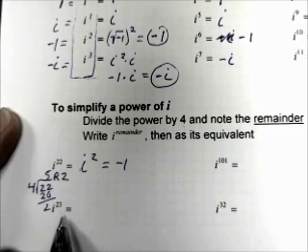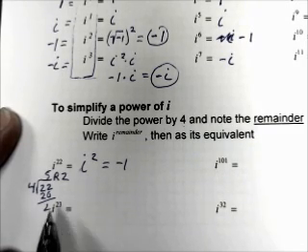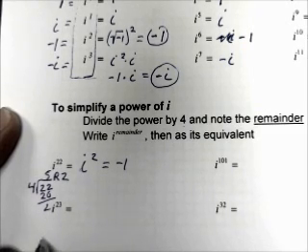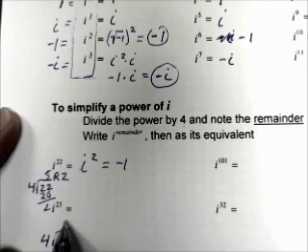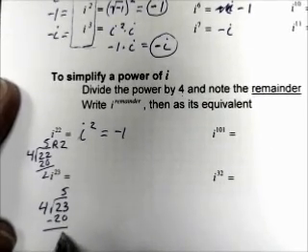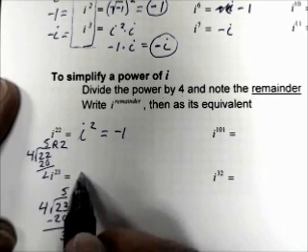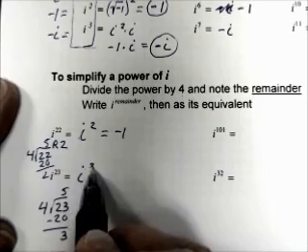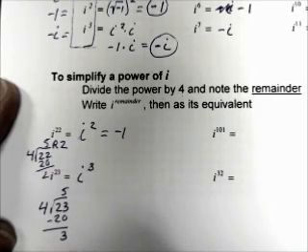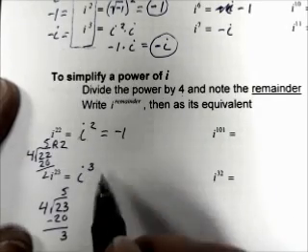i to the 23rd. Take that high power of i, 23, divide it by 4. 4 goes into 23 5 times, which is 20. Subtract. Our remainder is 3. So we write i to the 23rd as i to the remainder of 3. And now i to the third from above is equal to negative i.